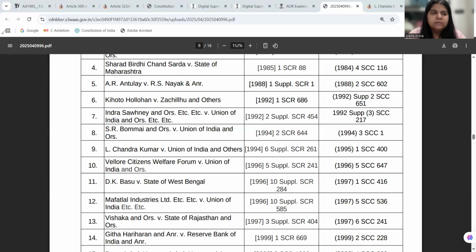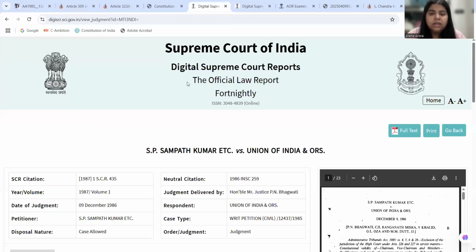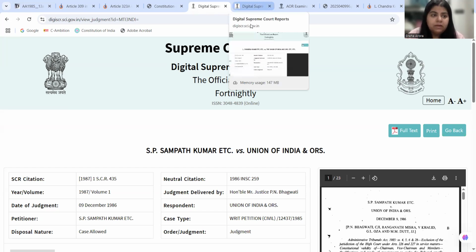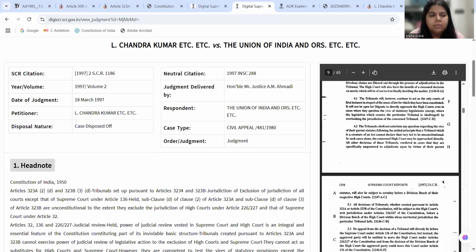Okay, so there is the DGSCR website. It has a record of all the landmark, all the reportable judgments the Supreme Court has delivered till date. Any judgment of the Supreme Court, you type it in the search box and the DGSCR website will open it for you. So this is an open resource you may refer to while preparing for your AOR exam or any other exam you are preparing for.